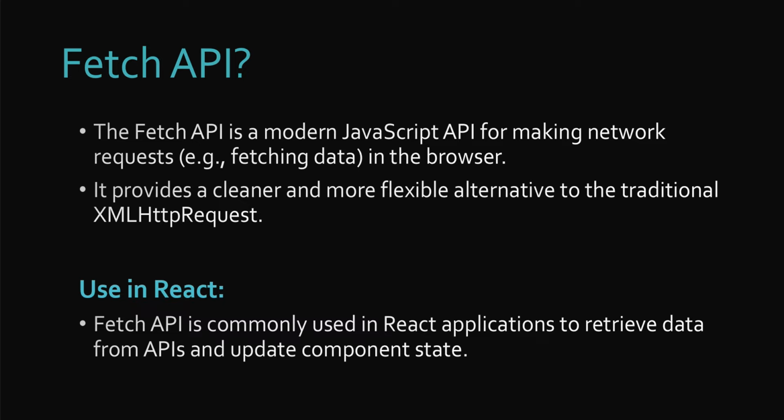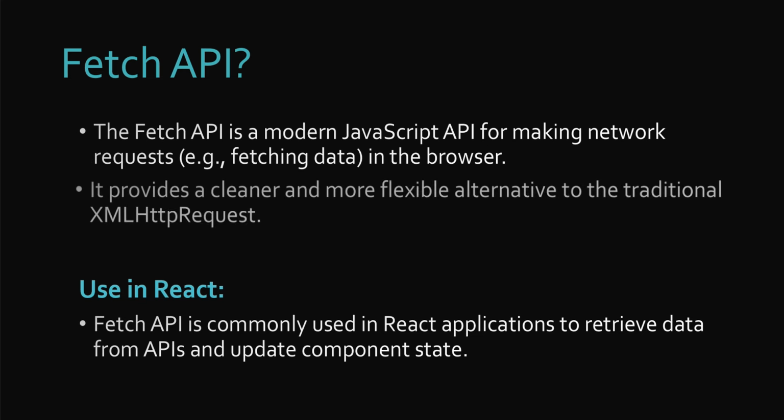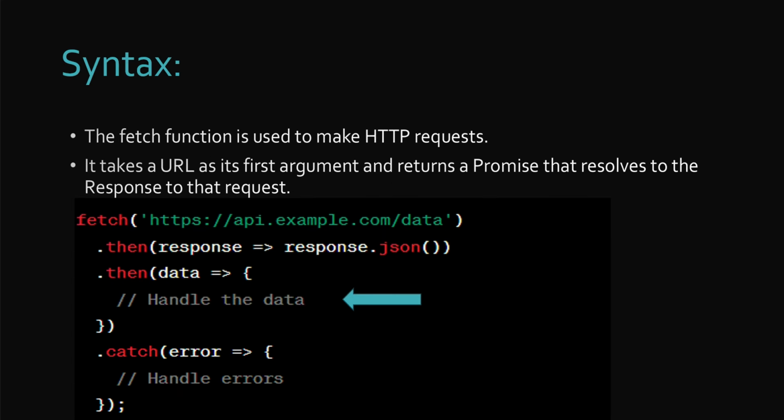And fetch API is one of the most widely and commonly used APIs to get the data from the backend. So what does the fetch API look like? Here, fetch typically accepts the API you want to call. So it may be orders, customers, posts, anything like that. And it has two then handlers and one catch handler.